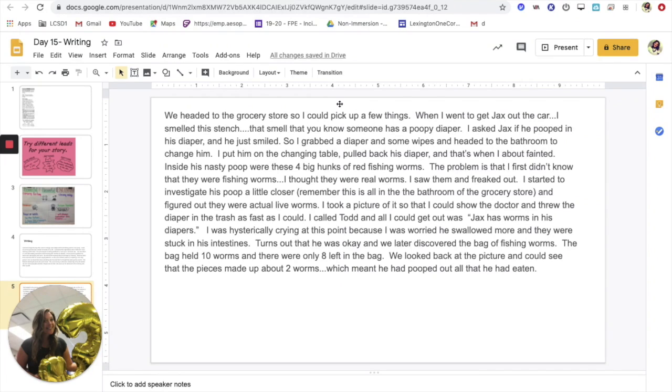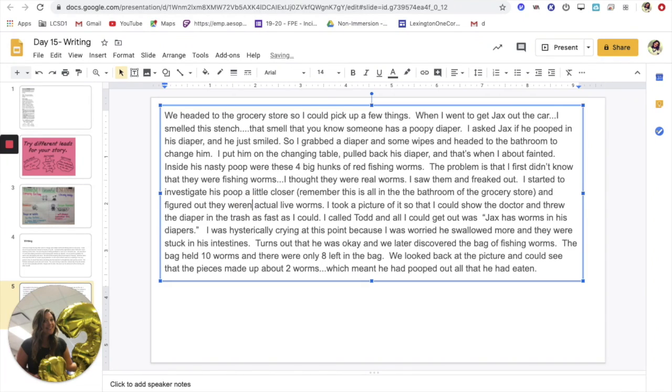Inside his nasty poop were these 4 big hunks of red fishing worms. The problem is that at first I didn't know they were fishing worms. I thought they were real worms. I saw them and freaked out. I started to investigate his poop a little closer. Remember, this is all in the bathroom of the grocery store, and I figured out they weren't actual live worms. I took a picture of it so I could show the doctor and threw the diaper in the trash as fast as I could.